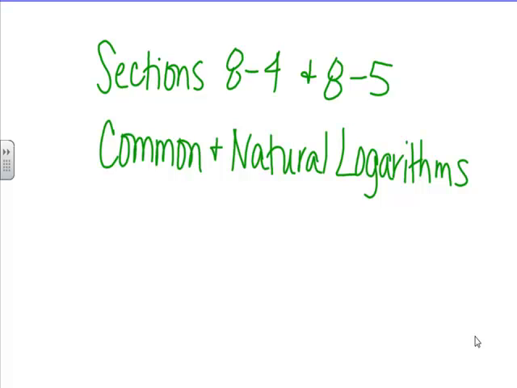This is 2 for the price of 1, sections 8.4 and 8.5: common and natural logarithms. So, let us begin. We shall begin with a common logarithm. I have mentioned this to you before.